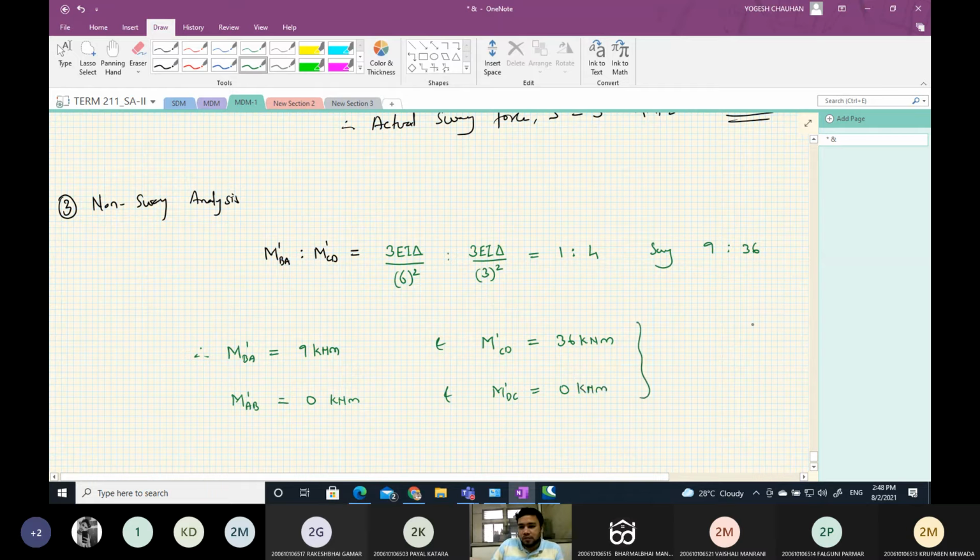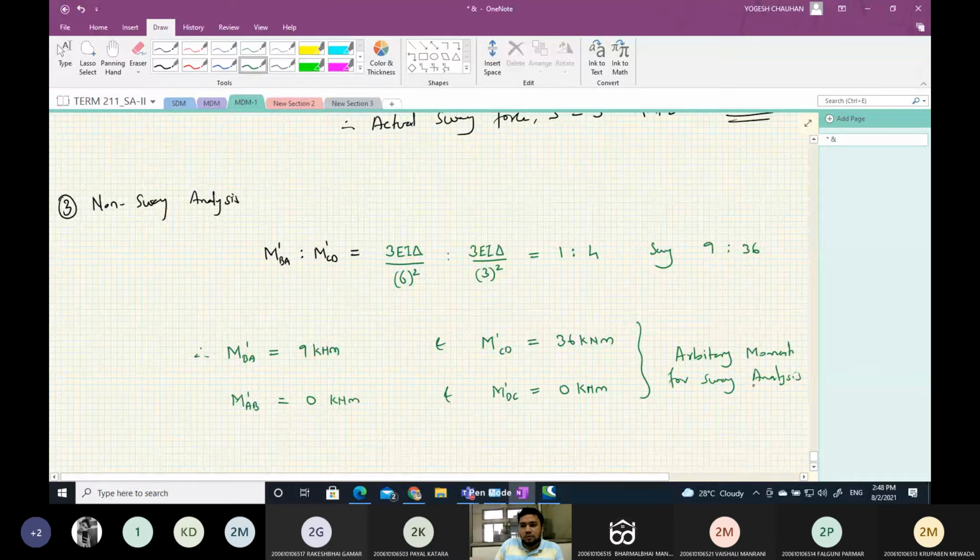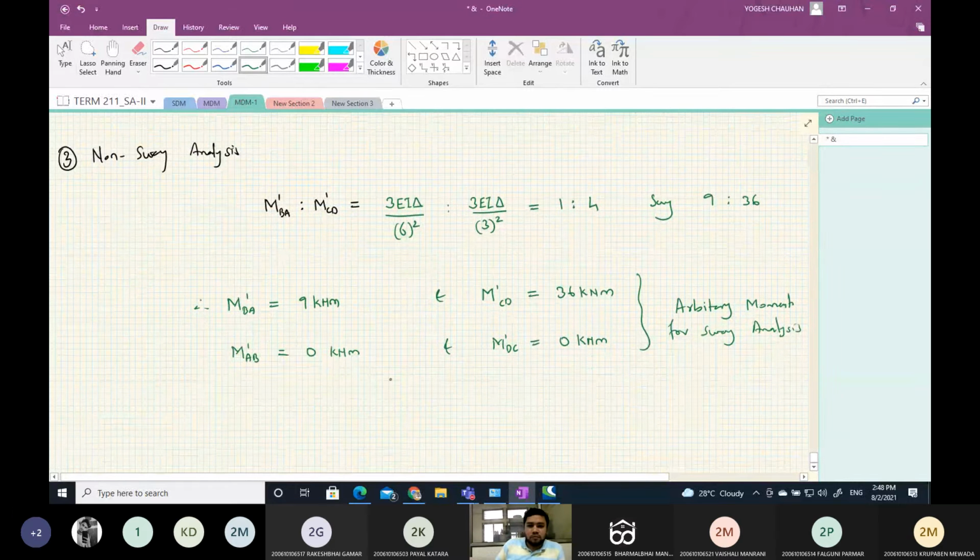Now here these are the arbitrary moments for sway analysis. Now here the moments are positive because the frame sways towards left.